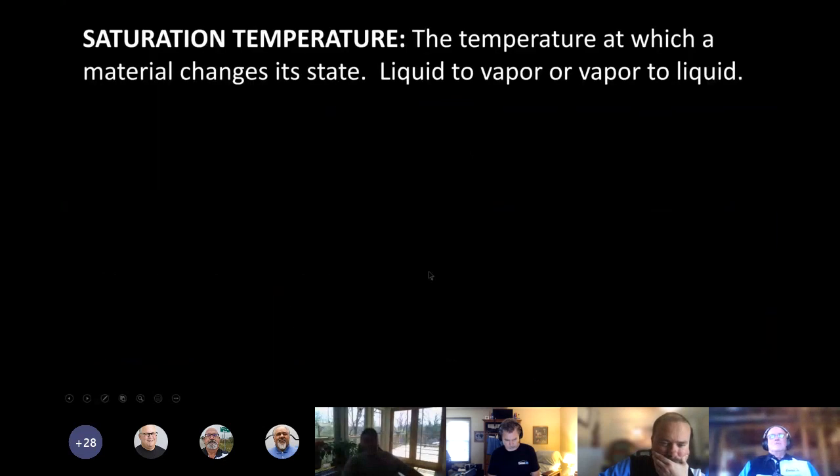Before we do that, I think it's important, and I apologize for text on a screen, but we need 3 definitions to be understood. And the first one is called saturation temperature. And that is a temperature at which a material changes its state, either liquid to vapor or vapor to liquid. And we're going to be using saturation temperatures in our calculations today of subcool and superheat.